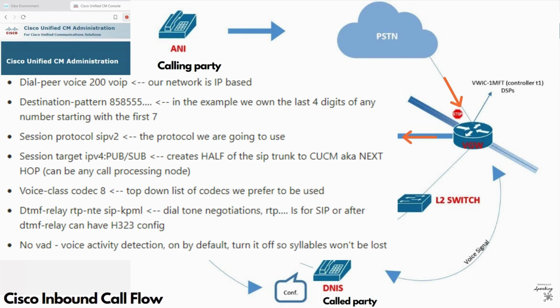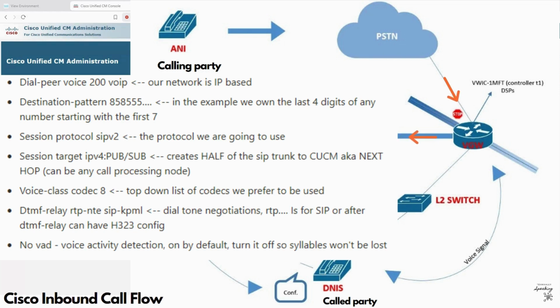So you can make 2 dial peers, one for your publisher IP address and a second one for your subscriber IP address, which we'll get into more. So this creates that half SIP trunk to call manager, AKA the next hop. It can be any call processing node, but it'll most likely be call manager. Voice class codec 8, which is just a top-down list of codecs we prefer to use.